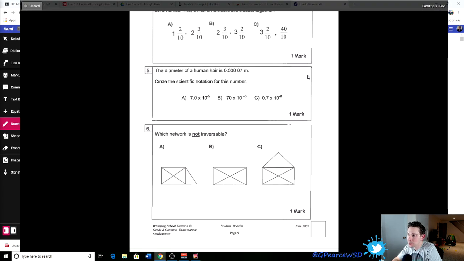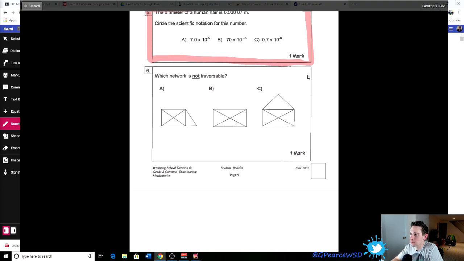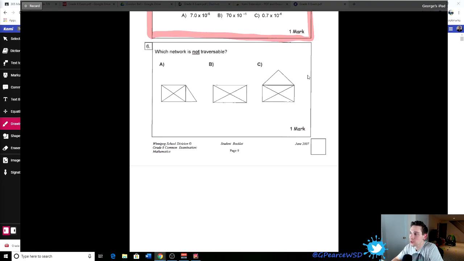Diameter of a human hair is 0.00007 meters. The scientific notation. Oh, okay. So I don't think we've done too much scientific notation. So I'm gonna highlight that for me. How do you guys feel about scientific notation? Does that make sense for you guys? 10 to the -5, 10 to the -5, 70.7. So that's something I want to definitely talk to you guys and girls about in our class, because I feel like some of us won't be able to necessarily answer that.